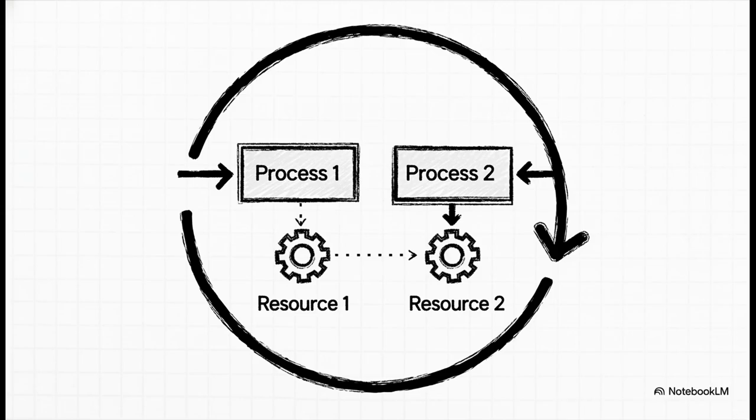And the last piece of the puzzle, the one that locks everything into place, is circular wait. This is our traffic jam. Process A is waiting for something process B has, but process B is waiting for something process A has. They're stuck in this fatal loop, and when you have the other three conditions, there is absolutely no way out.